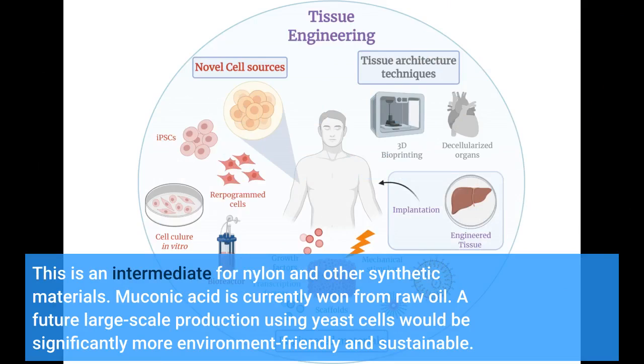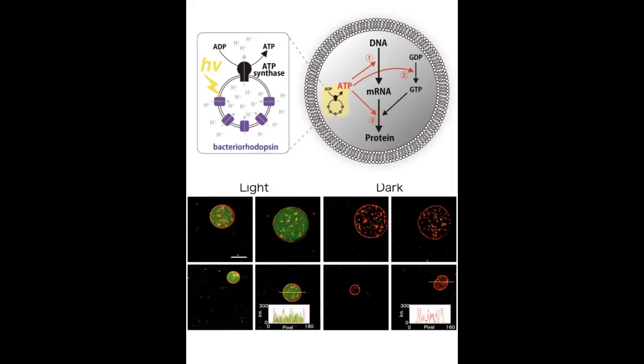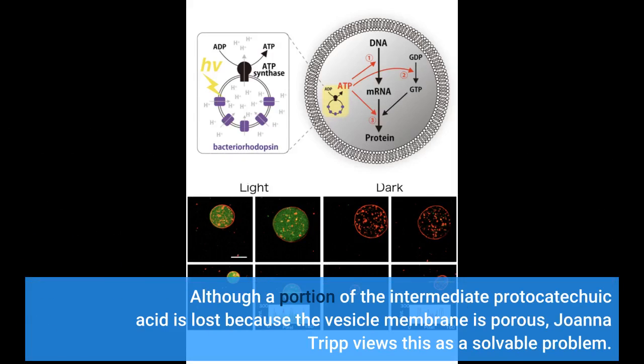Mucanic acid is currently won from raw oil. A future large-scale production using yeast cells would be significantly more environment-friendly and sustainable. Although a portion of the intermediate protocatechuic acid is lost because the vesicle membrane is porous, Joanna Tripp views this as a solvable problem.